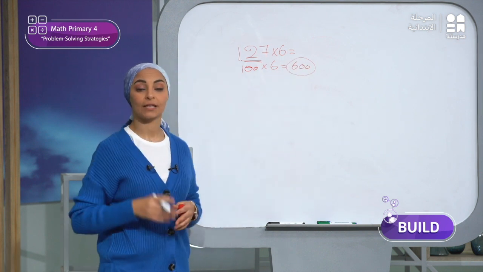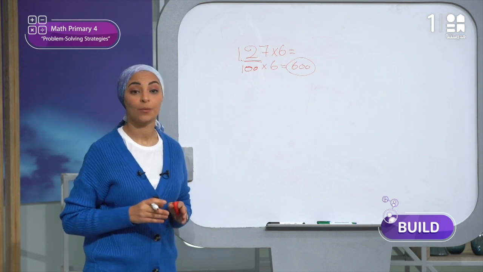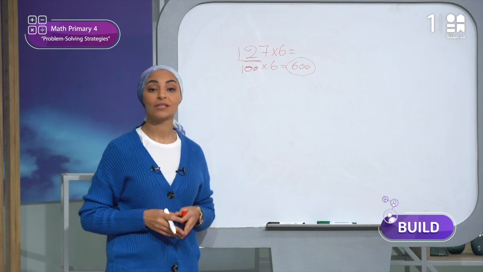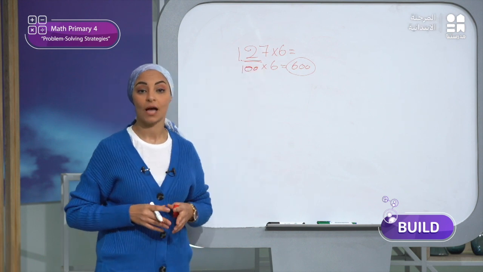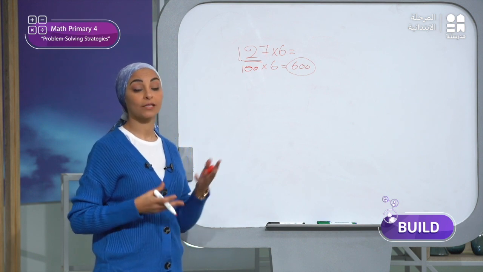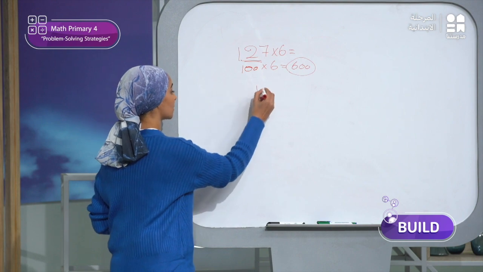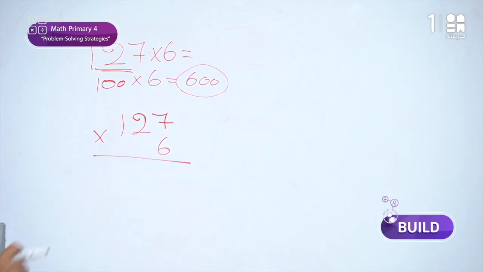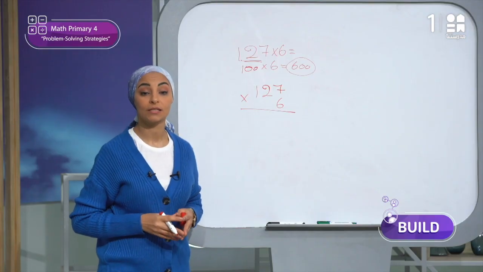In the previous activity, we solved the multiplication problem using the partial product strategy, right? Let's solve this one using the standard algorithm. I will solve this problem using the standard algorithm. So I will write the two numbers under each other. Of course, I will start with the biggest number, 127 times 6. Then, what should I do? Yes, I will start with the ones place.